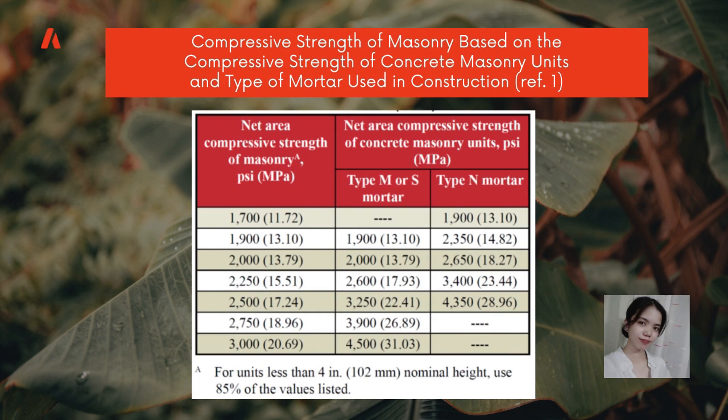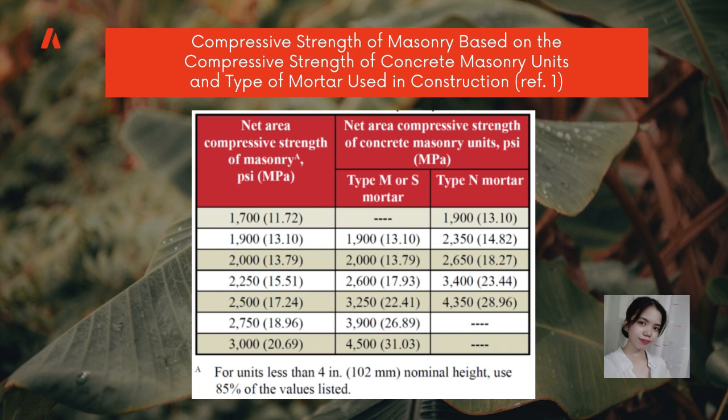Compressive strength of masonry is based on the compressive strength of concrete masonry units and the type of mortar used in construction. All concrete masonry units complying with ASTM C90 reference number 7 have compressive strengths exceeding 1900 psi or 13.1 megapascal. By the unit strength method, any C90 unit used with type M or S mortar can be used for projects that have specified compressive strength of masonry values up to 1500 psi or 10.3 megapascal.